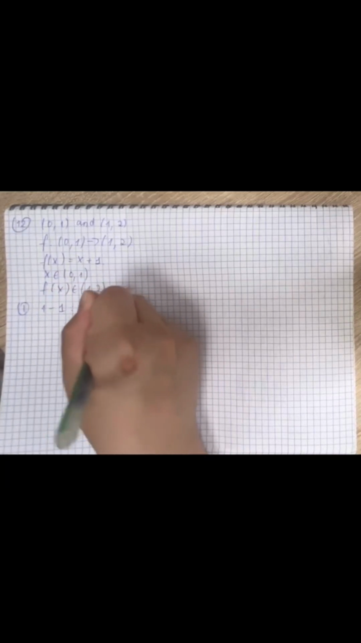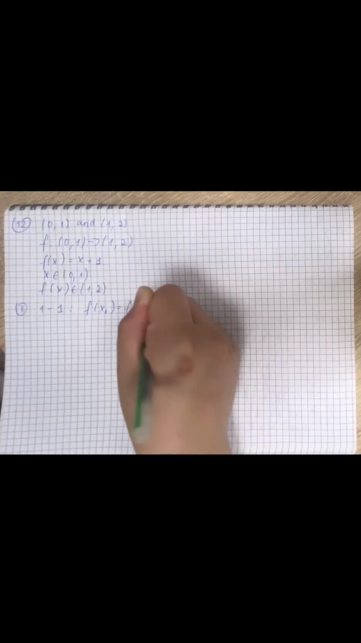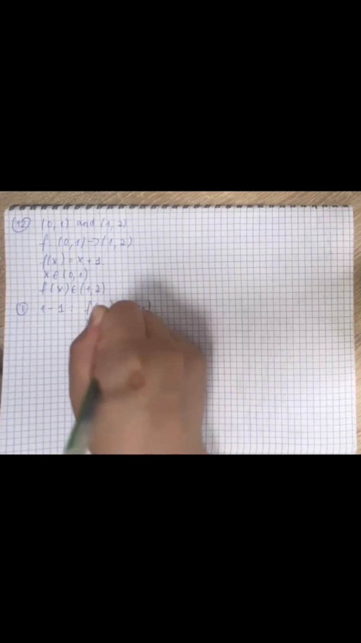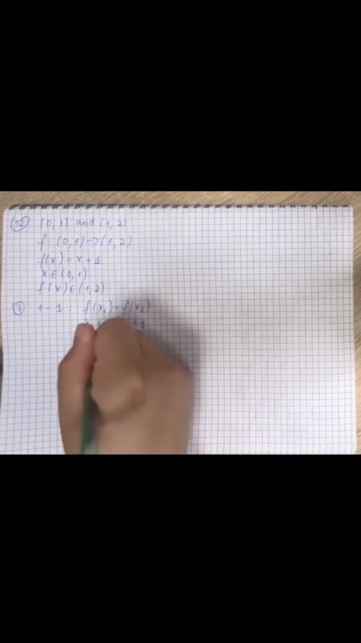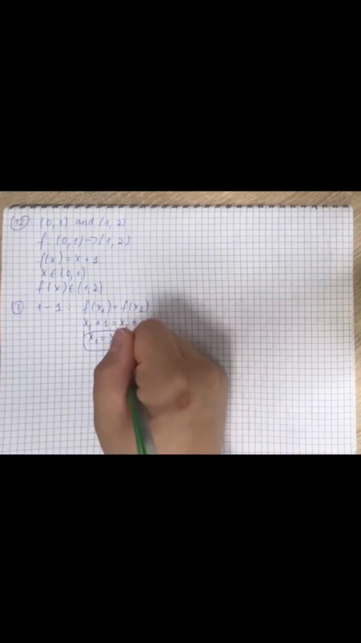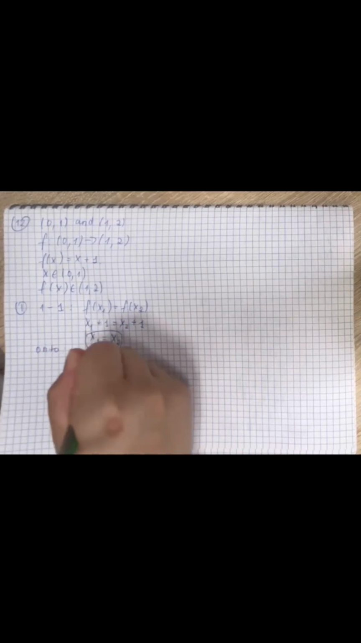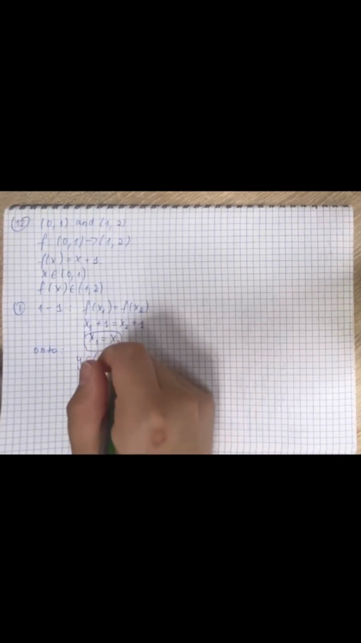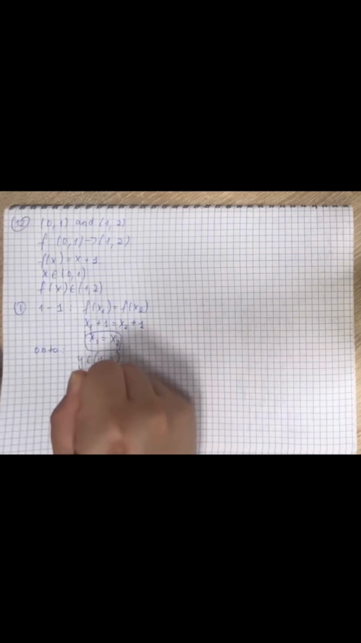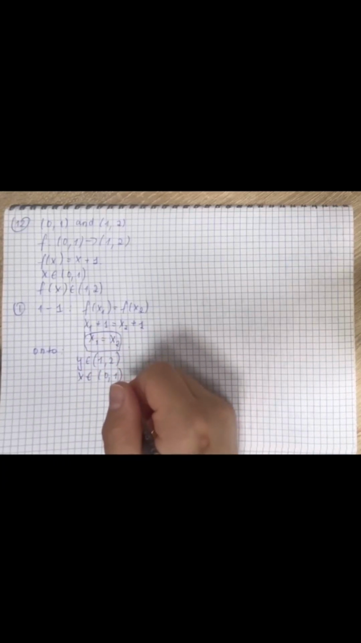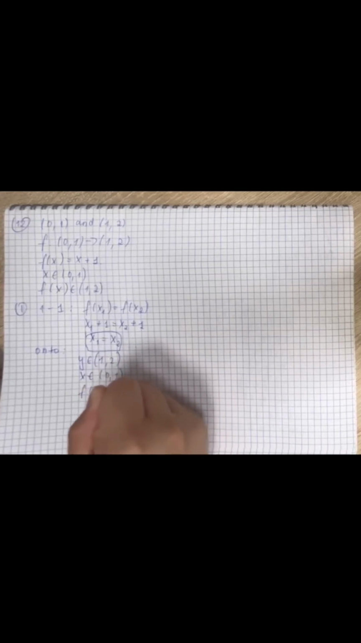We show the bijection. Firstly, one-to-one. If f(x1) = f(x2), then x1 + 1 = x2 + 1, so we have x1 = x2. It is a one-to-one function. Second, onto. For any y in (1, 2), we can find an x in (0, 1) such that f(x) = y.